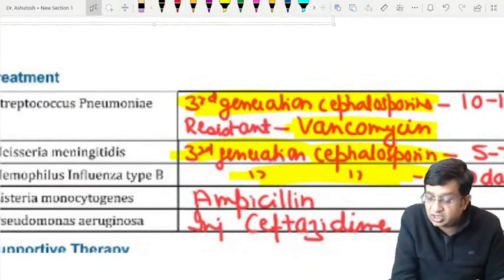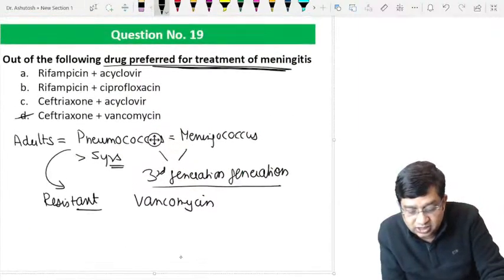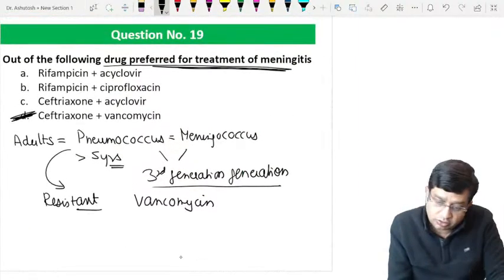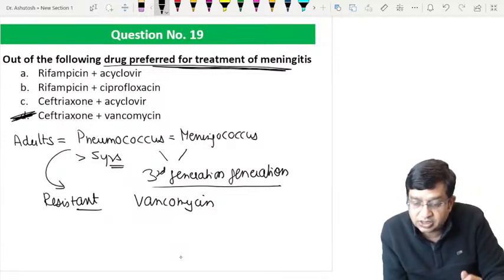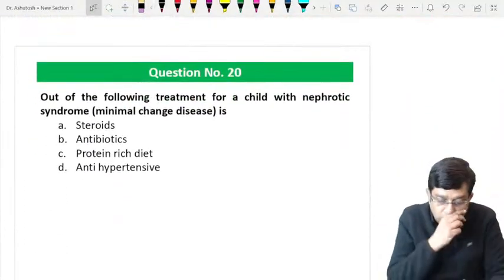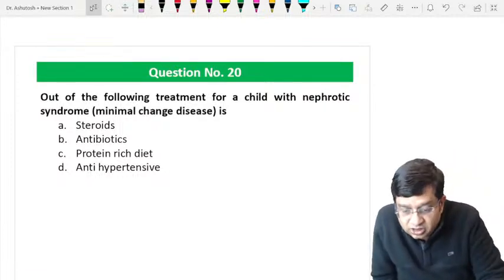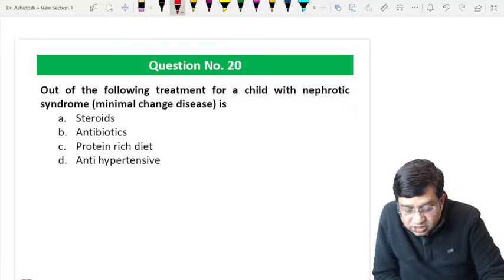So this is third generation cephalosporin plus vancomycin. So therefore the right answer, whatever the picture was, we also teach you the picture. So this is a picture and this is ceftriaxone plus vancomycin. Very good. I think some students are going to score. This was the question, because some student has sent me this today only, but nobody else has said. Was this a question?